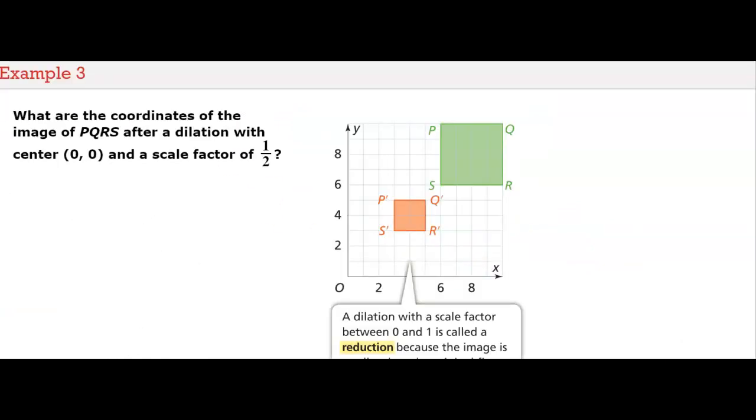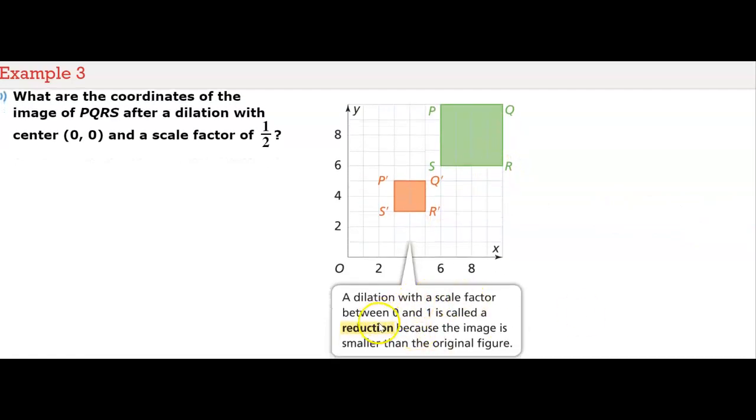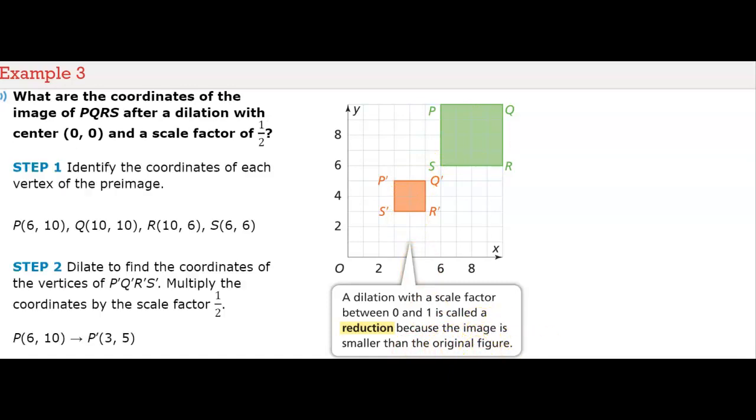What are the coordinates of the image of PQRS after a dilation with center 0, 0 and a scale factor of 1/2? So here we have the green and orange. A dilation with a scale factor between 0 and 1 is called a reduction. So it's going from this size to half the size because the image is smaller than the original figure.